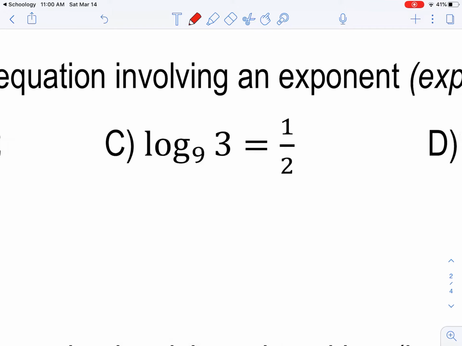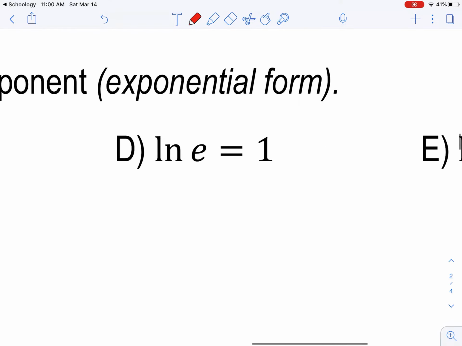Next one here, go ahead and try that one on your own. You can pause the video and do that. All right, if you tried it, you should have 9 to the 1/2 is equal to 3. Next one you can try on your own. It is one that's a little tricky, but still, I gave you the clue of what you can change natural log to.